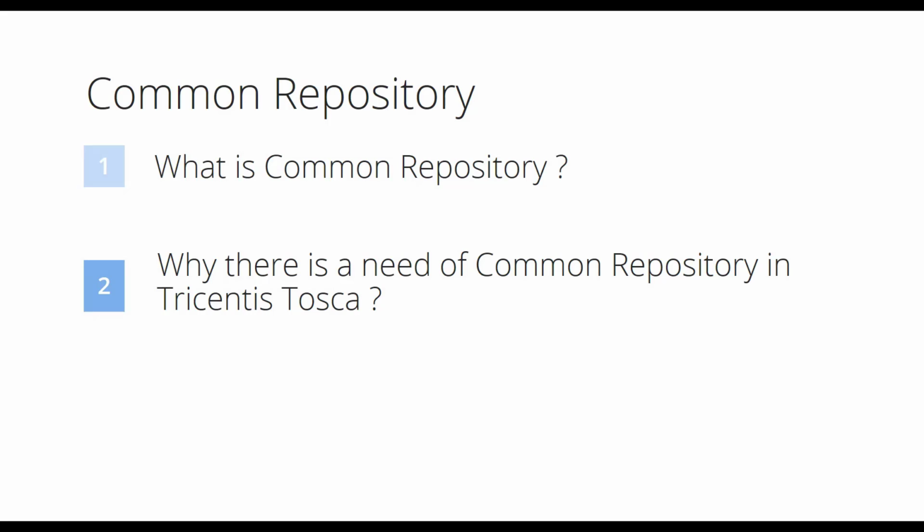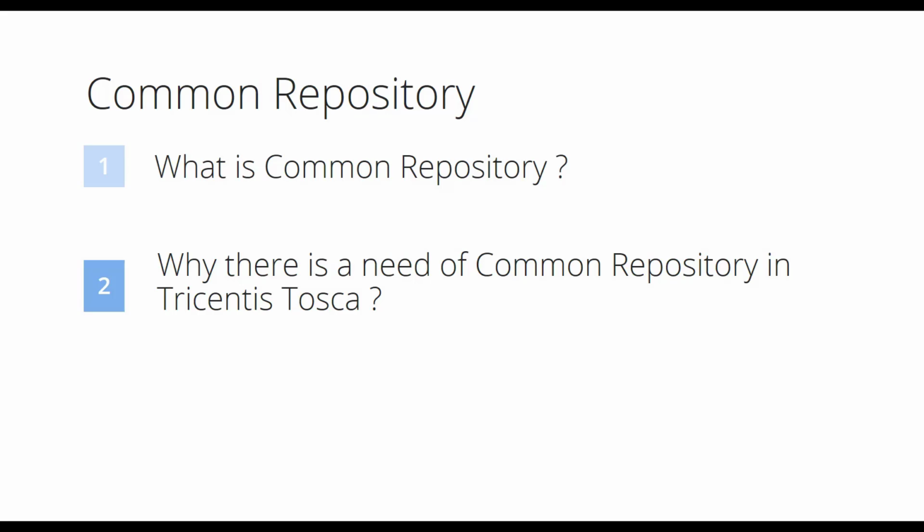In this, we will see what we actually mean by a common repository and why there is a need for a common repository in Tosca. So let's move to the first point. Generally, repository refers to a central place where data is stored and maintained. A repository can be a location that is directly accessible to the user without having to travel across a network. A repository in Tosca refers to the artifacts built in Tosca Commander.